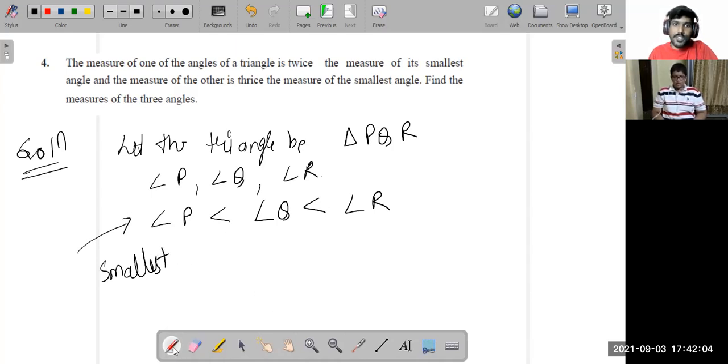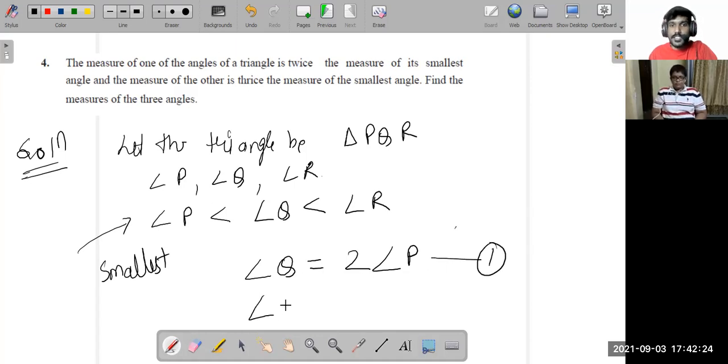Now, the first thing given in the question is that the measure of one of the angles is twice the measure of the smallest one. So we'll say let Q be twice the angle of the smallest one. Did you understand this? Then the other angle, that is angle R, is 3 times the measure of the smallest one. Is this clear?